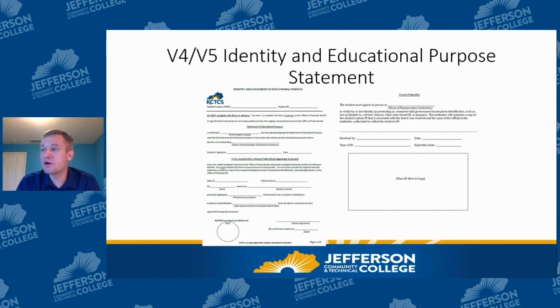You will also need to present your unexpired state-issued photo ID card and a copy of either your high school diploma, high school transcript, or your GED completion. Photocopies of these must be submitted at the time of completion. If the JCTC admissions office has your official high school transcript or GED completion on file, then you will not be required to turn in the high school completion documents.